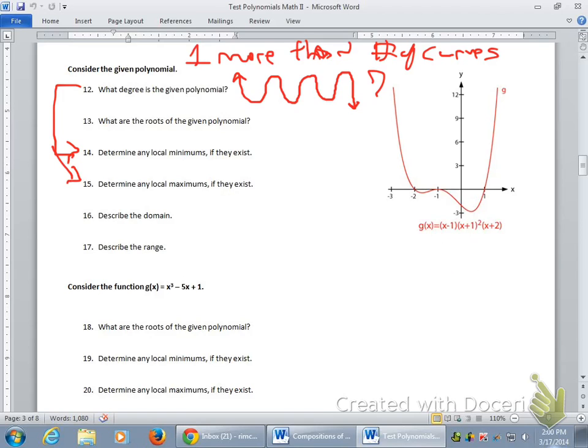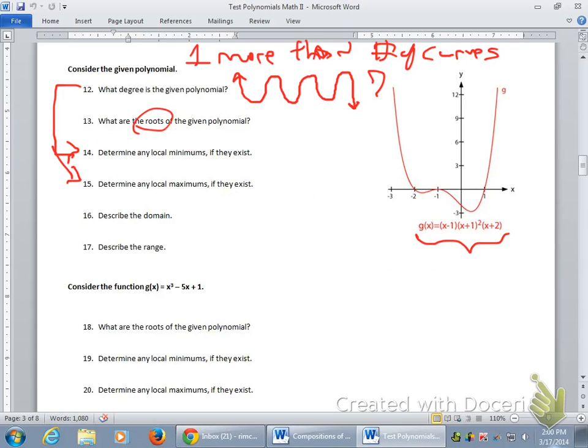Now, some of you got real specific, and that was cool. I'm glad you noticed the equation down here, and you actually typed it in your calculator, and you computed the mins and maxes. That's fine. I was really just expecting an estimate. But that's totally cool that you did that. Either way works for me. Okay? But that's going to be 14 and 15.